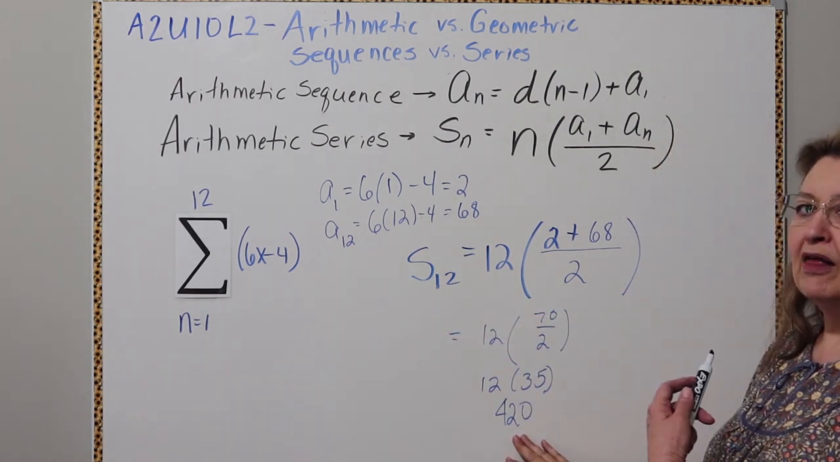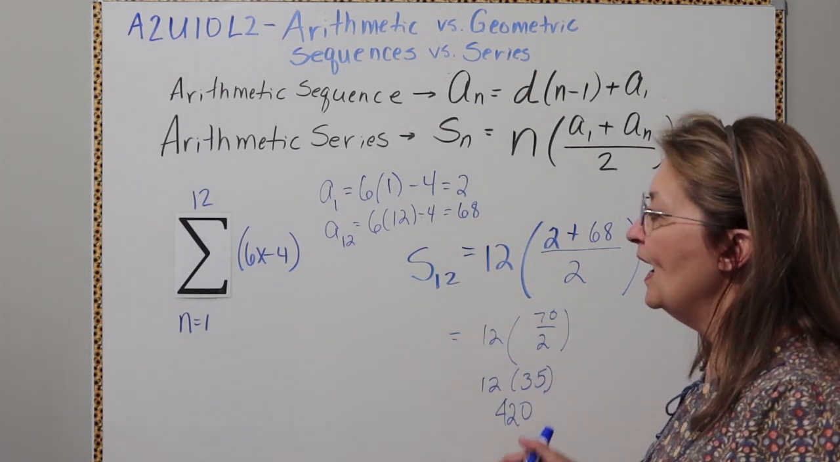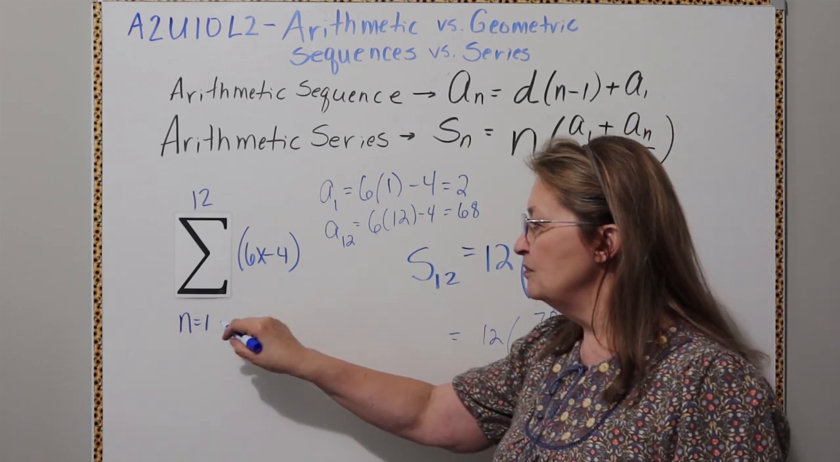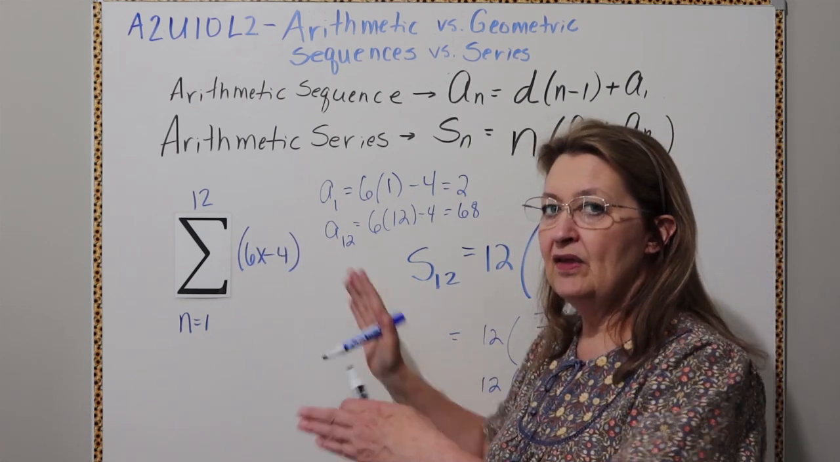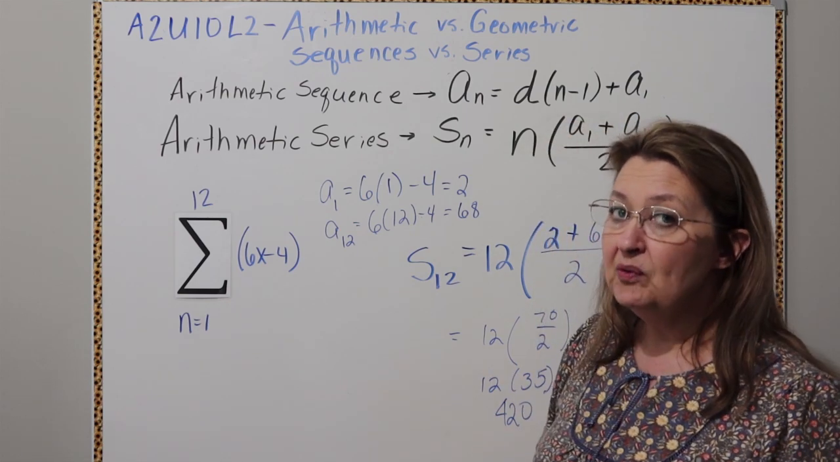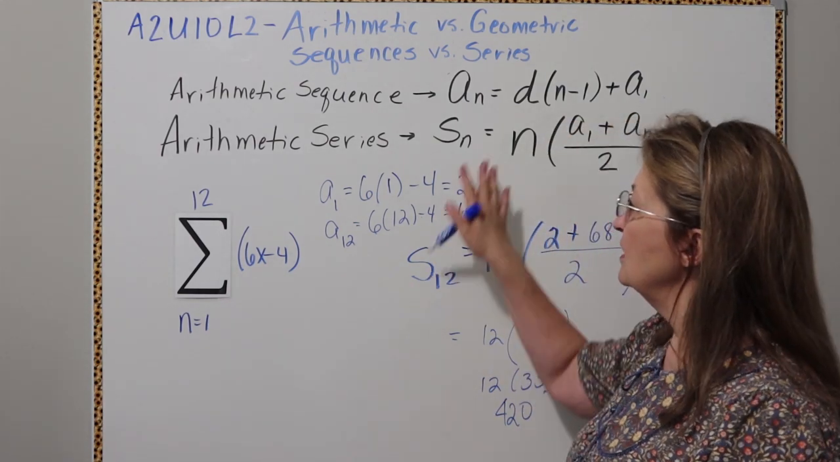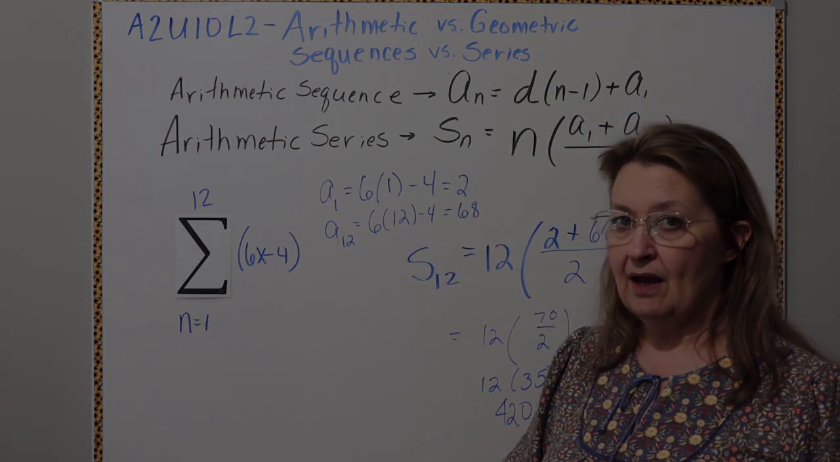If you added them all up together, you'd get 420. Now, wasn't that easier than substituting all the numbers 1 through 12 into here and then having to add them up? Because that's what we did in the last section. So you see, the formula is going to save you some time.